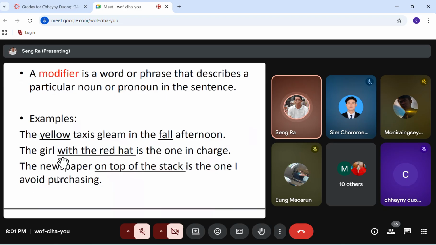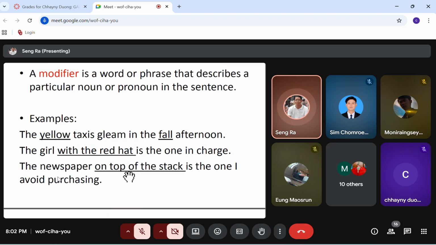Okay. Now let's look at the phrase. The girl with the red hat is the one in charge. So with the red hat begins with a preposition followed by a noun, so it's a prepositional phrase. Normally it functions as an adjective. It modifies girl, so it's a modifier. The newspaper on top of the stack is the one that I avoid purchasing. So on top of the stack is an adjective modifier, modifying the newspaper.